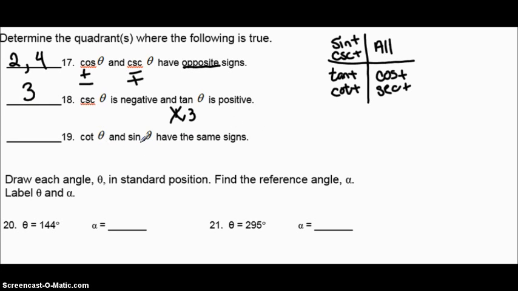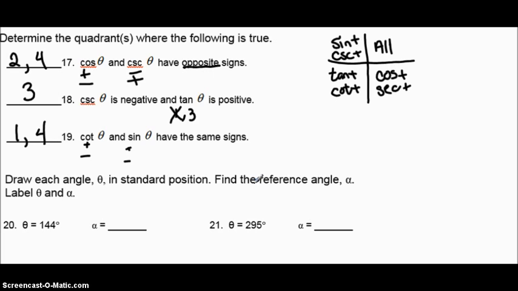Okay, cotangent theta and sine theta have the same signs. So they would both be positive or both be negative. Well, everything's positive in the first quadrant, so we know in the first quadrant they would have the same signs. In quadrant 2, sine is positive, but cotangent is not. In quadrant 3, cotangent is positive, but sine is not. And in the fourth quadrant, they're both negative, so that's going to be the other quadrant for that.